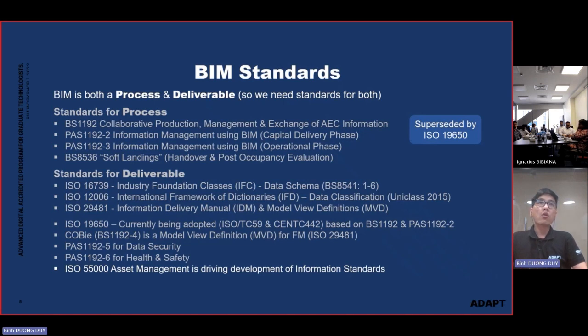For the process, if you want to discover more, we have a couple of BIM standards for process, such as BS 1192, BS 1192 Part 2, BS 1192 Part 3. These are for collaboration or delivery of projects in the public sector, meaning government projects. But right now they have already been replaced by the new standard ISO 19650. This could be considered as the new replacement for the British standard 1192.